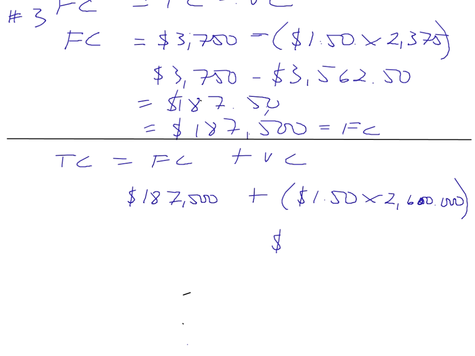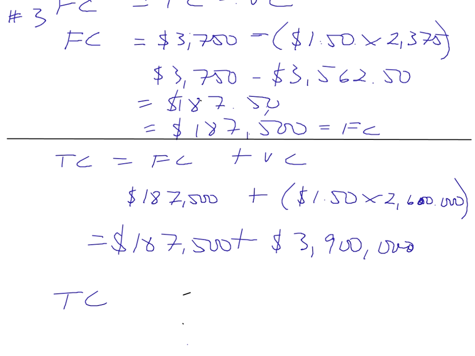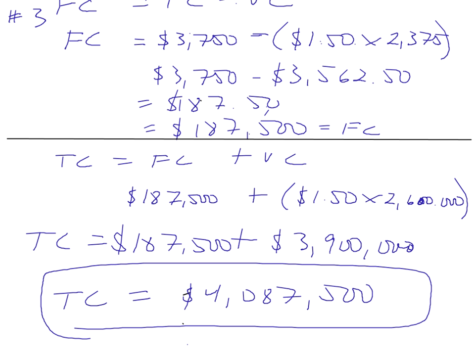You get 3,900,000 plus 187.5. So total cost equals 4,087,500. So answer to part B, what is your total cost for 2.6 million visitors? And that's going to be $4,087,500. That's question number 3.